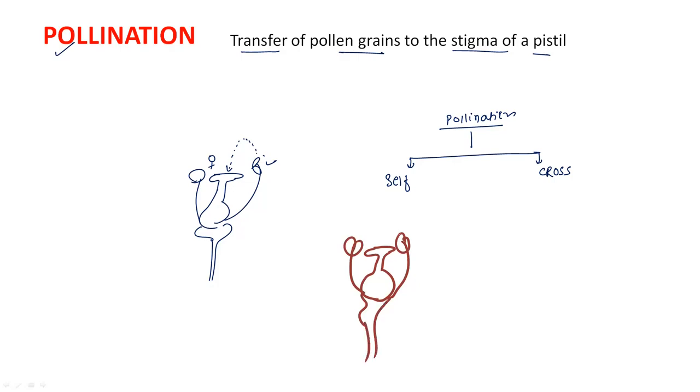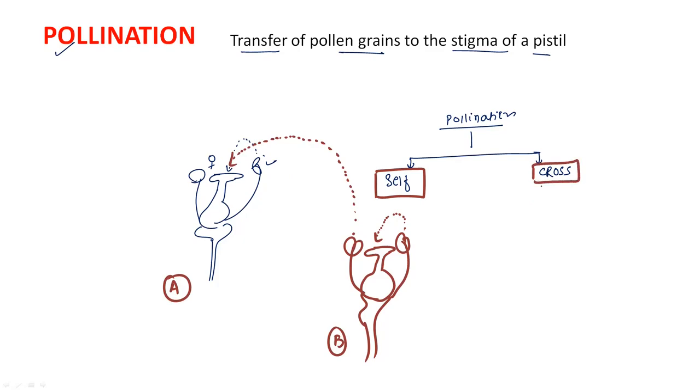If the mature anther dehisces and bursts out, it releases the pollen grains. The pollen grains come out and land on the stigma. Such a pollination is an example of self-pollination. And then you have a different case. Suppose this is flower A, and this is flower B. When the anther bursts out, the pollen grain transfers from one flower to a different flower. This is an example of cross pollination. So self means within the same flower, and cross means it could be a different one. We have subcategories also that we are going to see in the next slide.